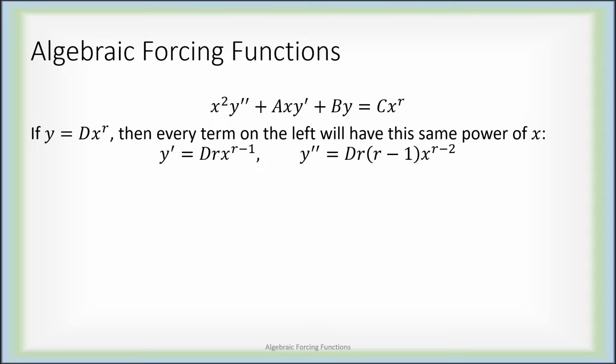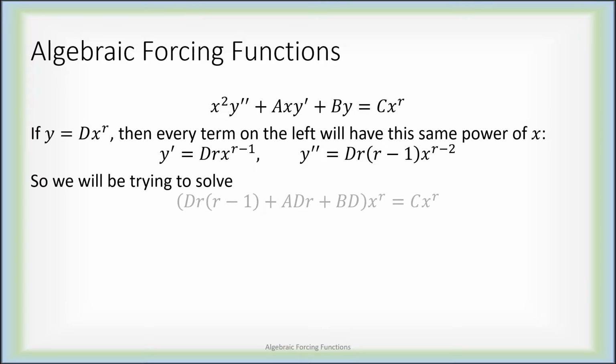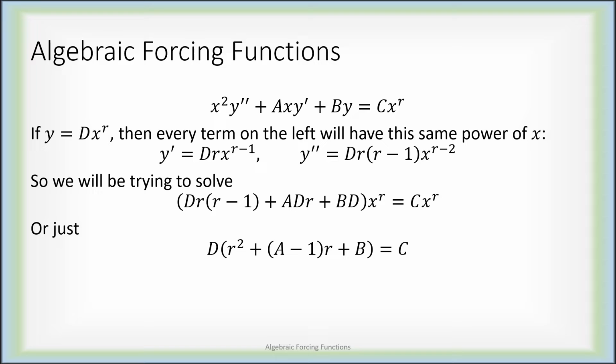Well, when I take one derivative, I'll get d times r times x to the r minus 1. And when I take two derivatives, we'll get d r (r minus 1) times x to the r minus 2. But in our Euler equation, remember, you multiply by a power of x that exactly corresponds to how many derivatives you took. So x squared y double prime will exactly have x to the r. x y prime will exactly have x to the r. And y has an x to the r. So I can factor an x to the r out of the entire differential equation, meaning I can cancel it from both sides. And that will reduce to a d that can be factored out, so d times (r squared plus (a minus 1) r plus b) must be the constant c.